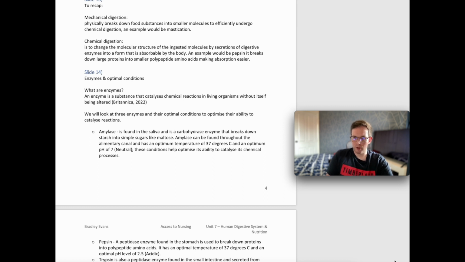It just shows further reading and it gives you good points with the assessor. Amylase is found in the saliva and is a carbohydrase enzyme that breaks down starch into simple sugars like maltose. Amylase can be found throughout the alimentary canal and it has an optimum temperature of 37 degrees Celsius and an optimum pH of 7, making it neutral.